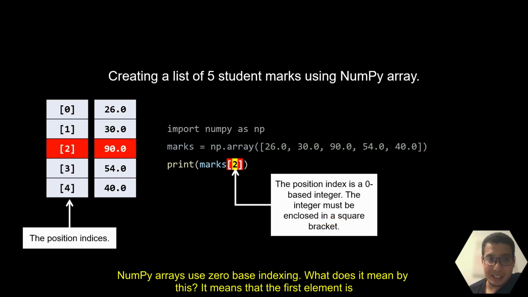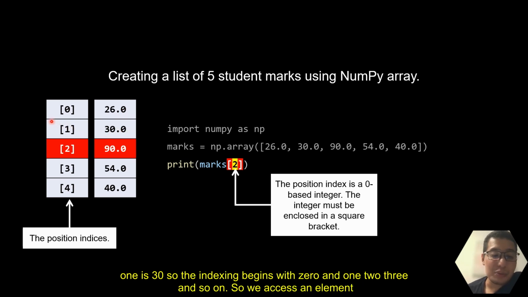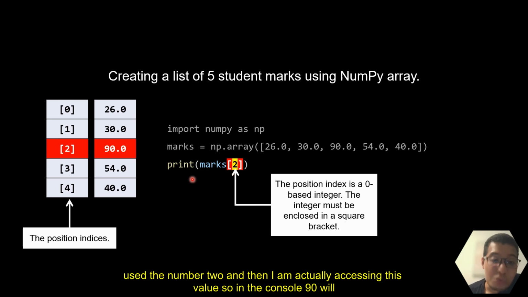NumPy arrays use zero-based indexing. What does it mean by this? It means that the first element is at position 0. Over here, for example, we have the first element as 26, and then the second one as 30. So the indexing begins with 0, and then 1, 2, 3, and so on. We access an element by using the square brackets, with the index number inside. For instance, here I have used the number 2, and I am accessing this value. So in the console, 90 will appear.